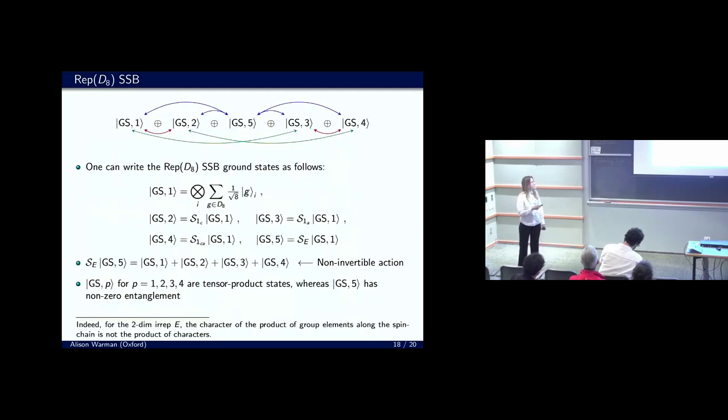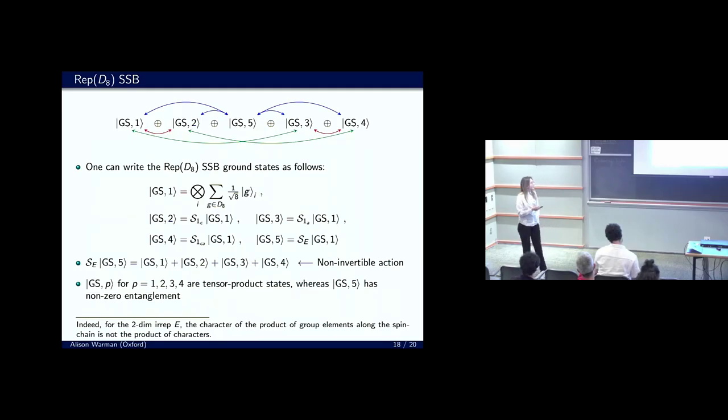So another interesting phase is this Rep(H) SSB. It has 5 ground states. The first one can simply be written as the tensor product of the superposition of all group elements with all plus signs. And then we can get the other ones by acting on this with the 4 non-trivial irreps. So we can get ground state 2 by acting with this invertible red irrep, ground state 3 by acting with the green one, ground state 4 by acting with the product, and ground state 5 by acting with the non-invertible blue operator, the symmetry operator SE.